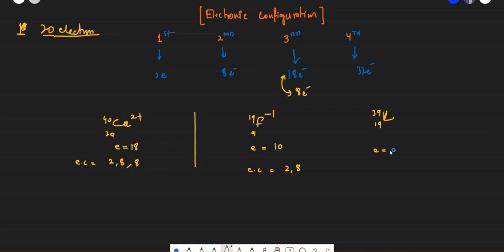So how many electrons? 19. It's a neutral atom, so protons are equal to electrons. And its electronic configuration would be 2, 8. 2 shells are complete. Third shell can take 18, but it only takes 8. And one remaining electron goes to the fourth shell. Similar is the case with calcium. Calcium 40, 20. Its electronic configuration will be 2, 8, 8 and 2.